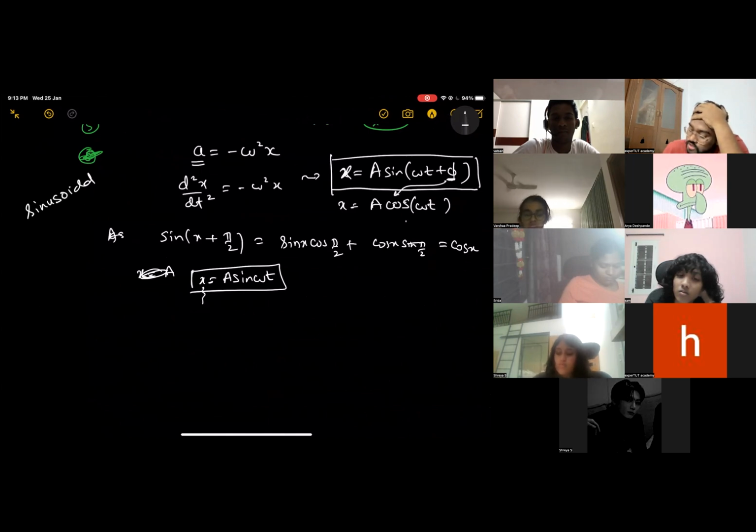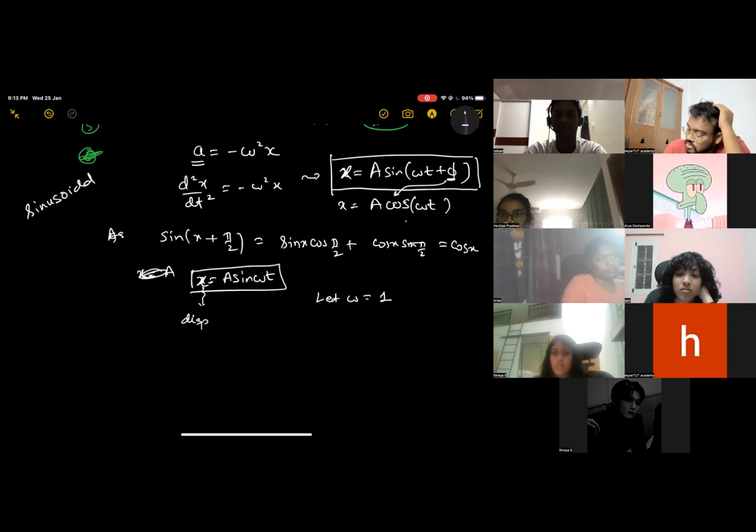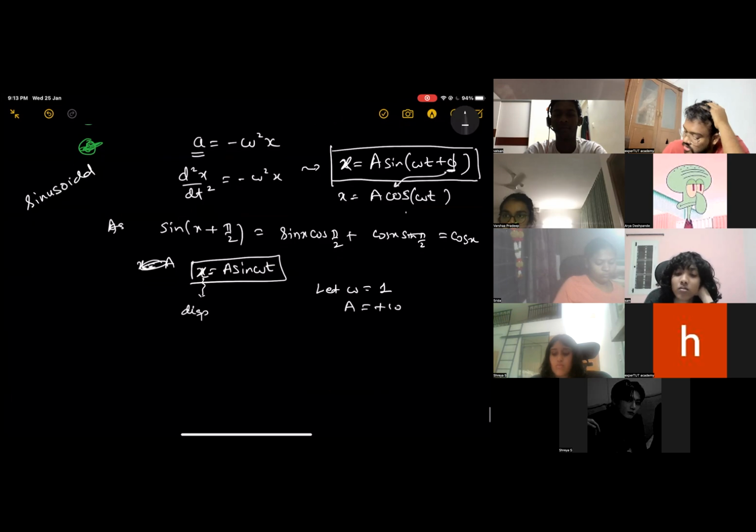The particle moves according to this. So this is the displacement of the particle. Displacement can be written as x equal to a sin omega t. Now at t equal to 0, what is the value of x? Let's say omega is 1 and a is plus 10. Amplitude is 10. Now at different times we will plot x. At t equal to 0, tell me x.